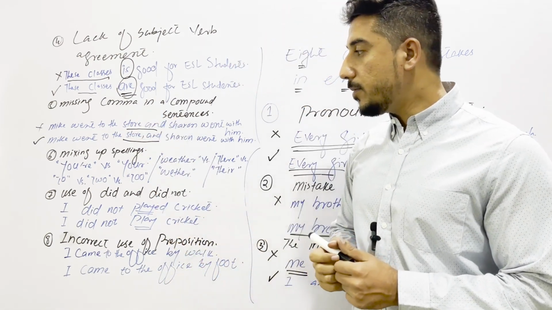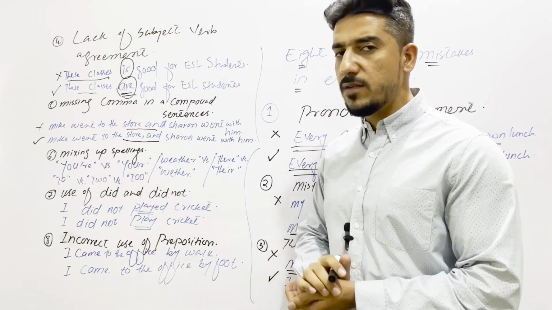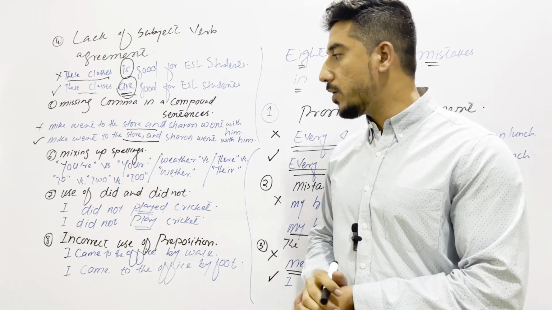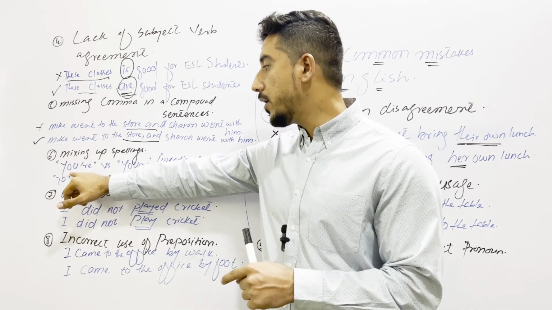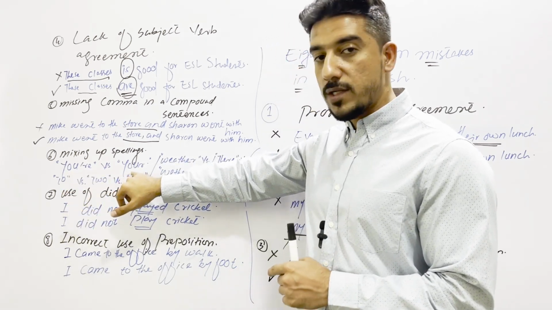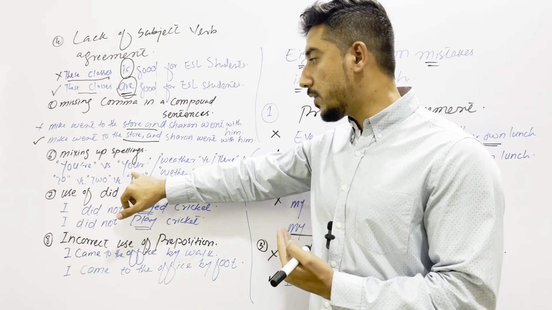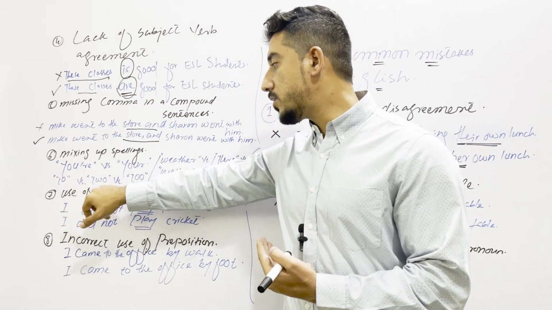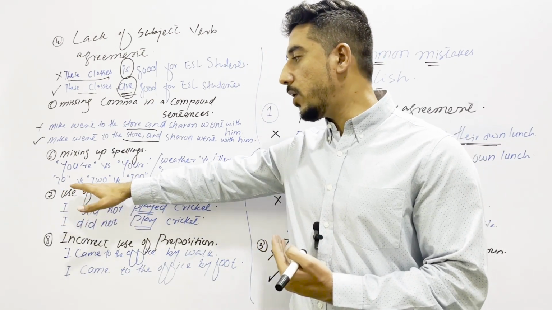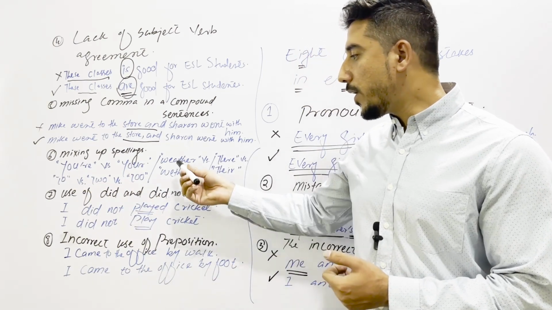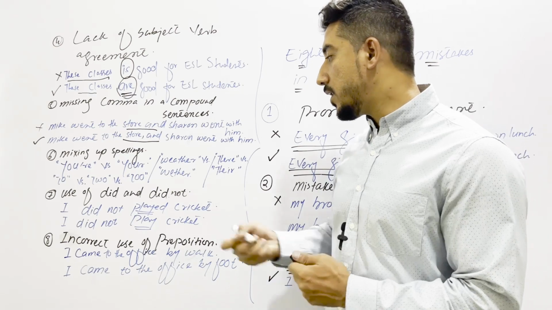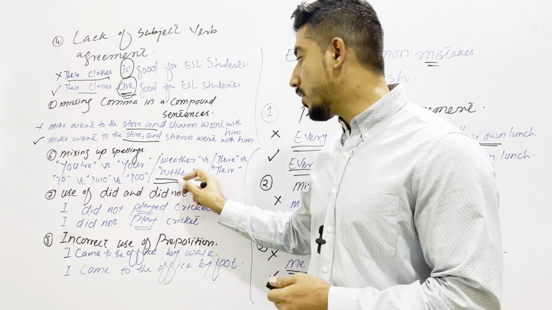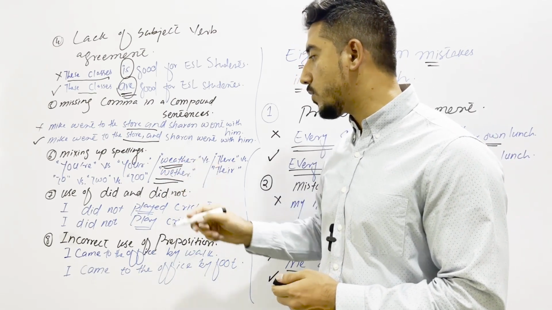The next common mistake is mixing up spellings. It's a very common mistake. Many people mix up "you're," the contraction form of "you are," and "your," which is the possessive pronoun or possessive adjective. "To" versus "too." Many people use it incorrectly. "Whether" versus "weather." "Whether" is a conjunction.